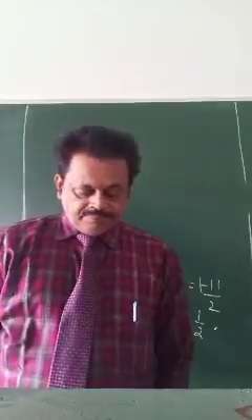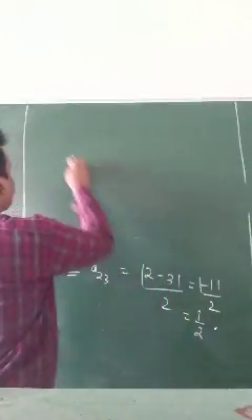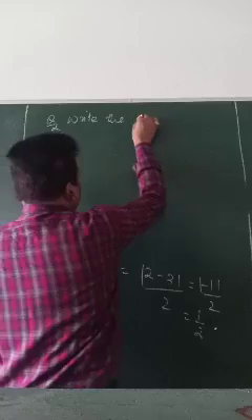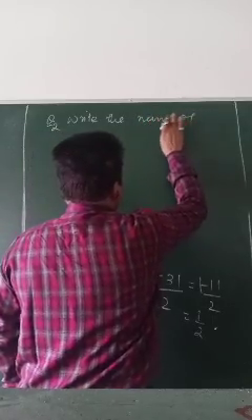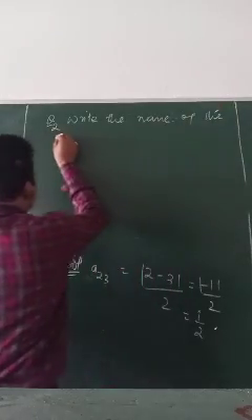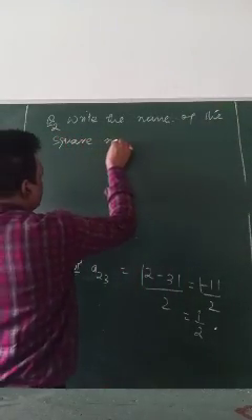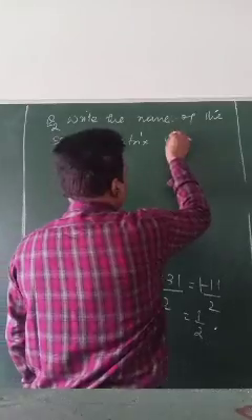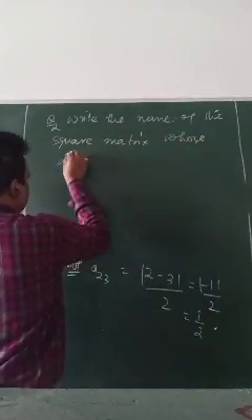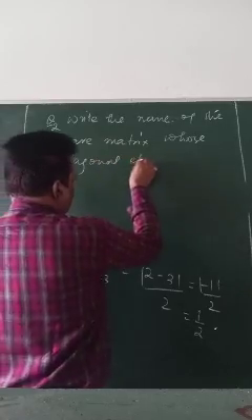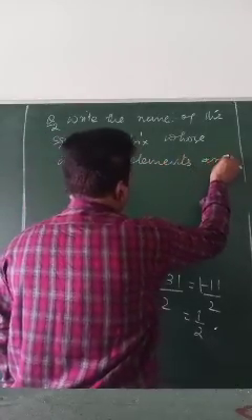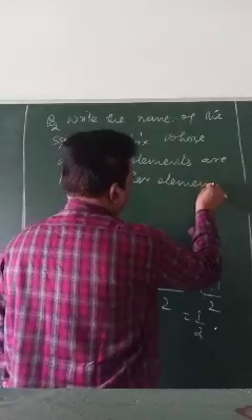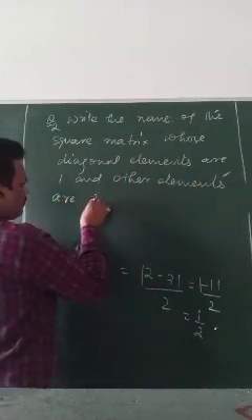Okay. Then let's see another question. Write the name of the square matrix whose diagonal elements are 1 and other elements are zeros.